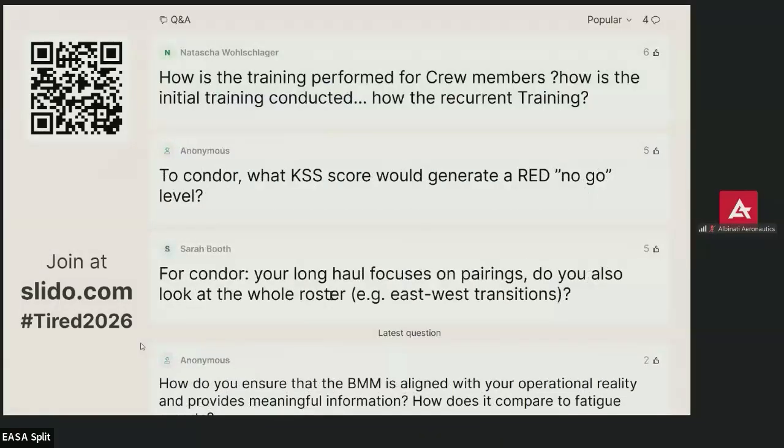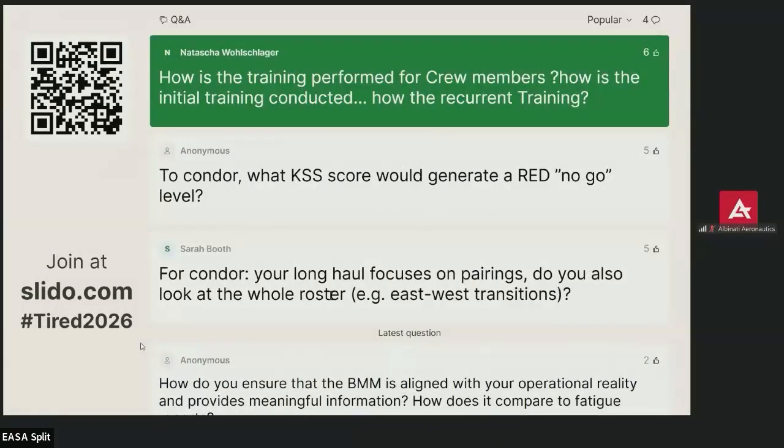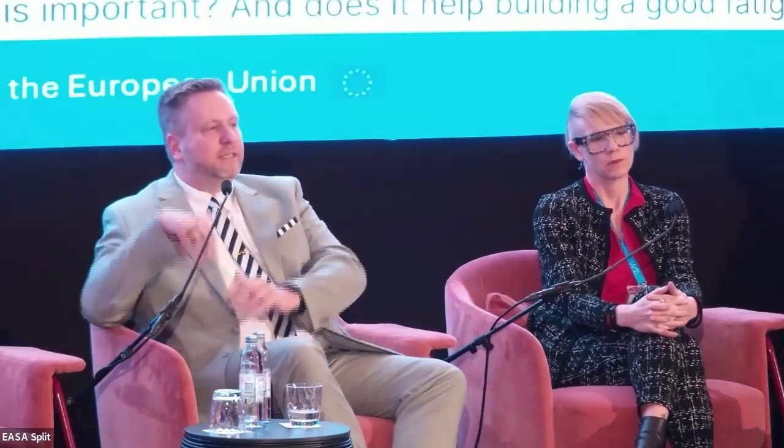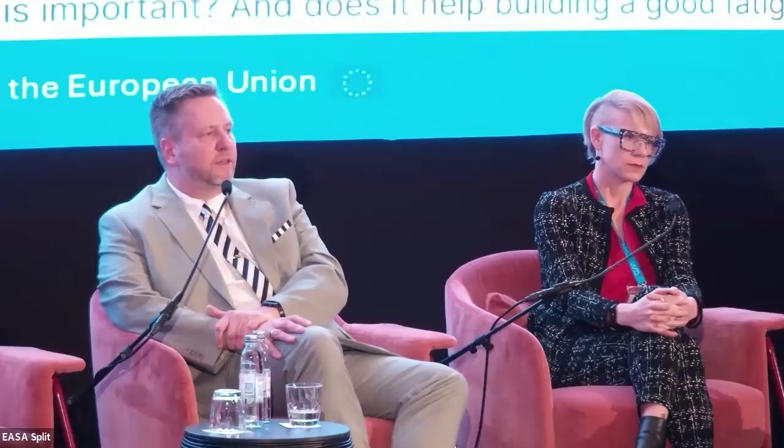How is the training performed for crew members? How is the initial training and recurrent training conducted? We have several approaches to that. We have the possibility to do computer-based training. We just did this last year. We produced this training by ourselves to represent our operation in the training as much as possible. However, we have linked it to the crew resource management training as well.